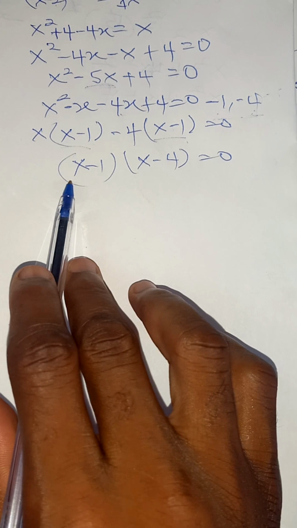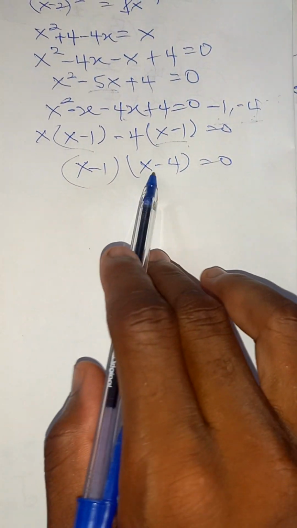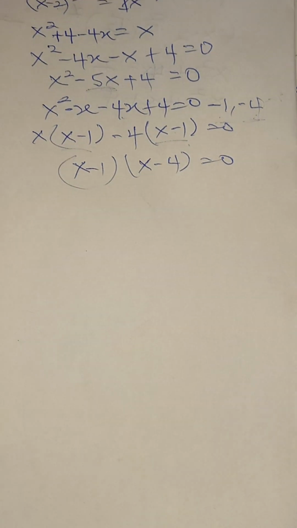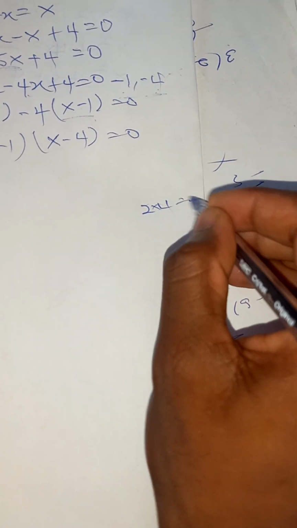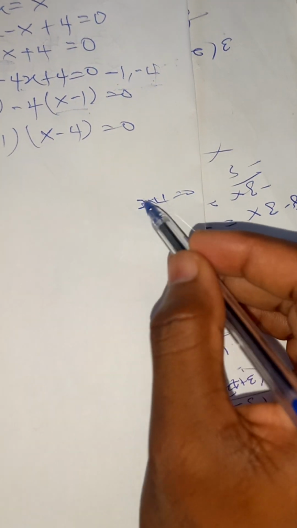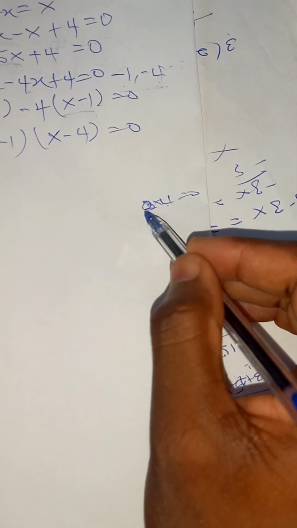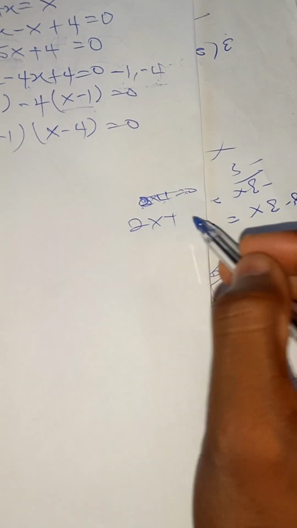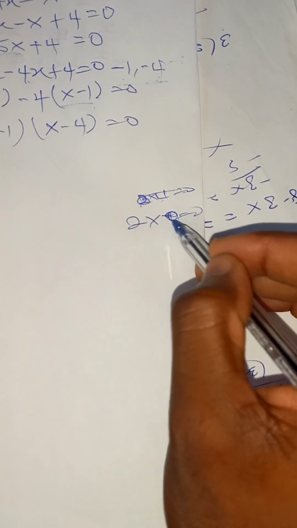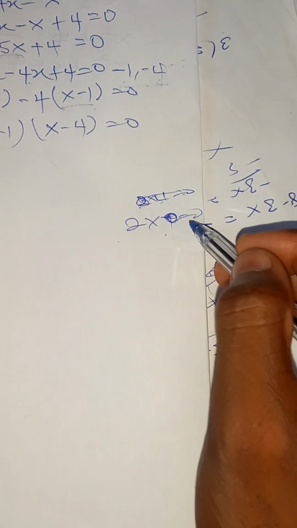Now, when two brackets or two factors are multiplied and the result is 0, it's either this is 0 or this is 0 or both are 0. It's very simple. For example, 2 times 4 can never be 0. But when we change the 2 to become 0, 0 times 4 will give us 0. Or when we have 2 times 4 and we decide to change the 4 rather to 0, 2 times 0 will give us 0.